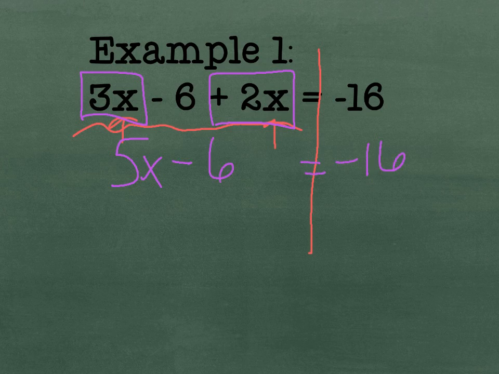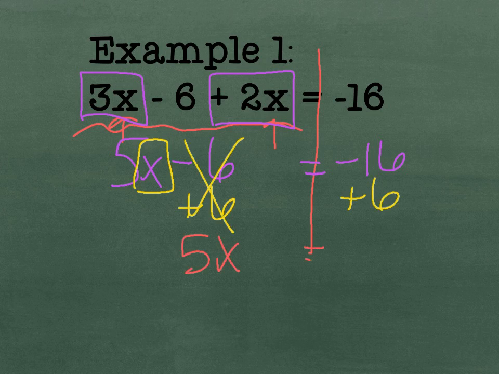And then from here, this is now a two-step equation which we practiced in skill 1, so we can solve for x. Identify your x here. The farthest thing away from that x is the 6. So we're going to do the inverse of minus 6. We will plus 6 on both sides. Those cancel out. We are left with 5x equals negative 16 plus 6 is negative 10.